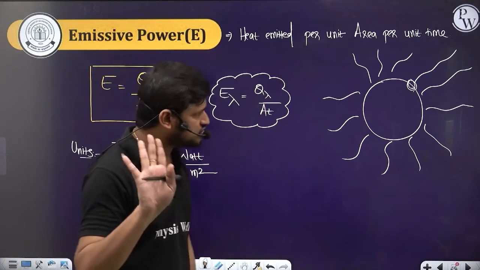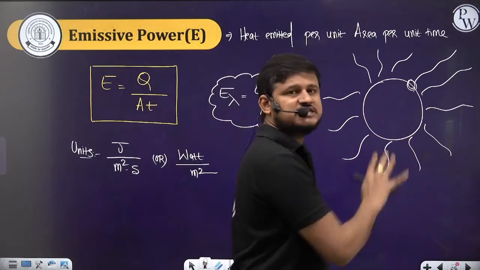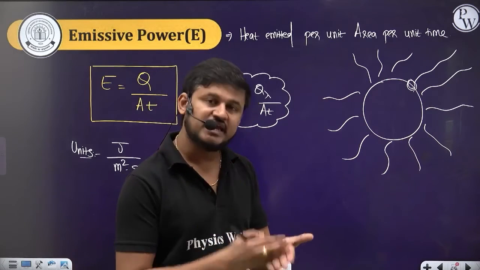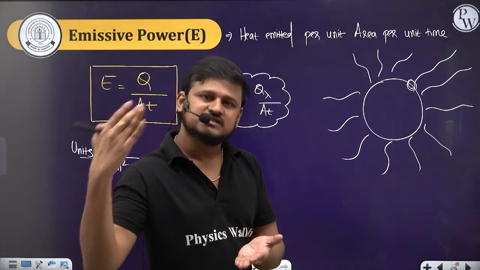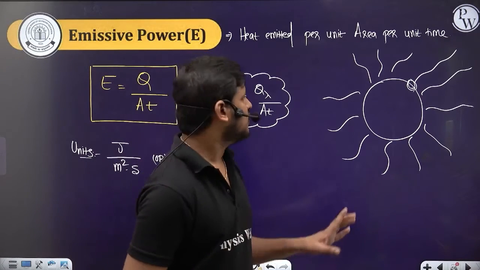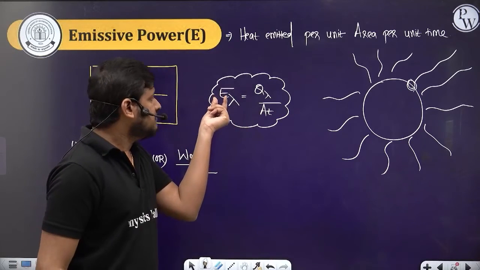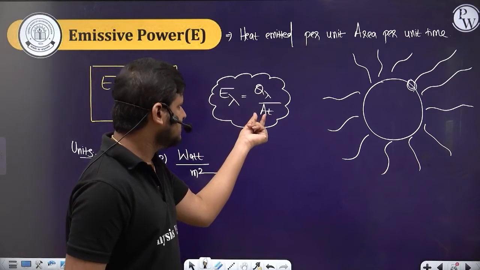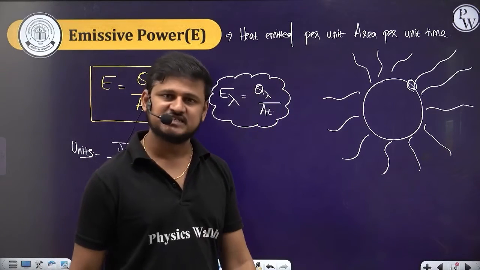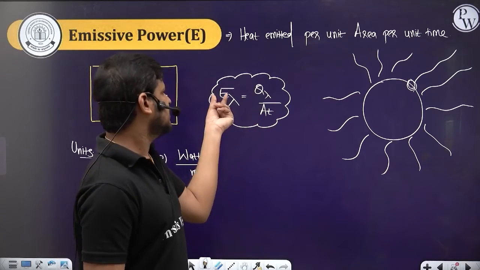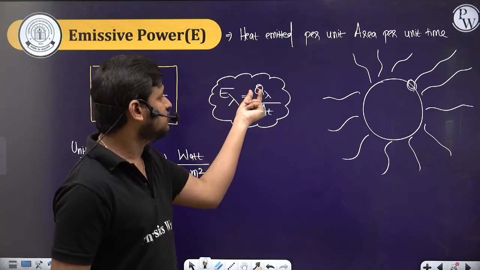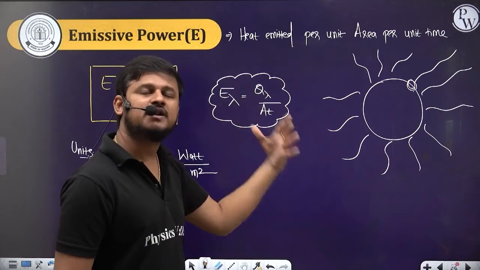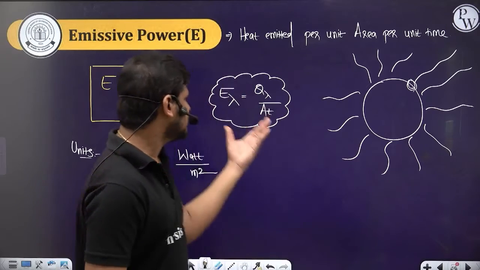Confused? Let me explain. Let's suppose this body is emitting n number of radiations. In that, let's say some green, some blue, some yellow are there. If you want to find the emissive power of yellow, then it is the heat radiated by yellow per unit area per unit time. That's it. If you want it for green, the emissive power of green is the heat radiated by green per unit area per unit time. That's what you have to understand.